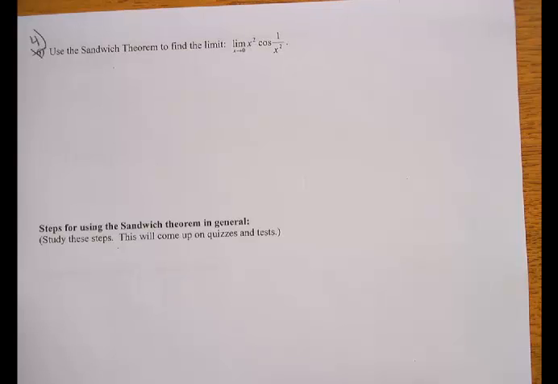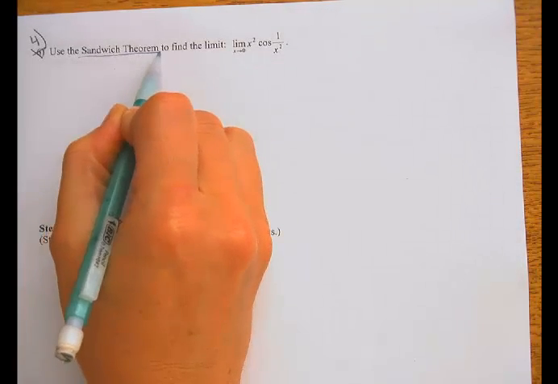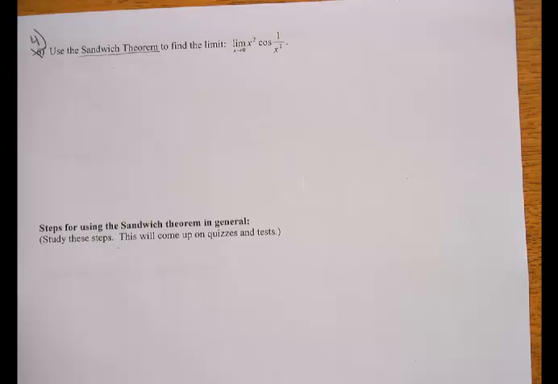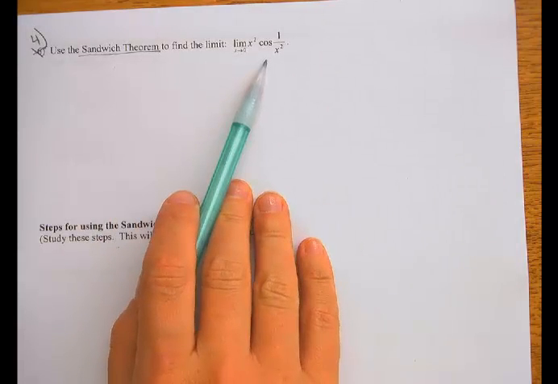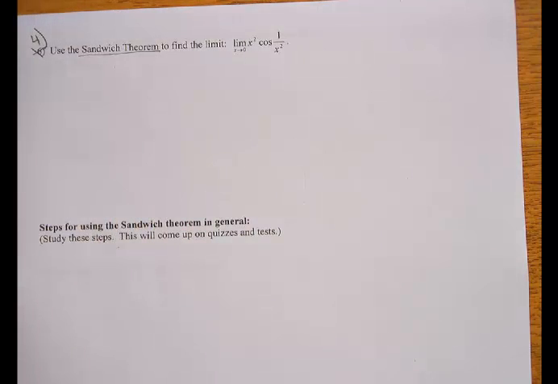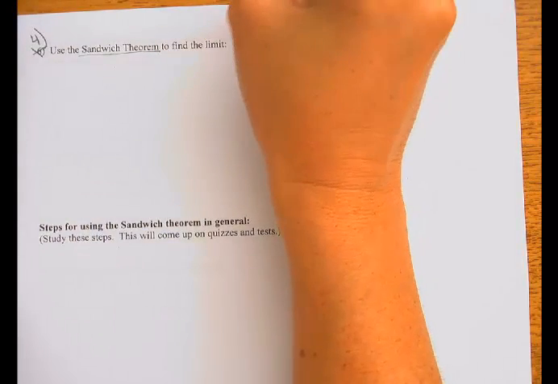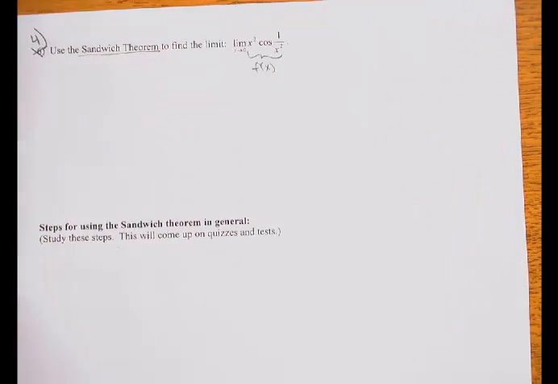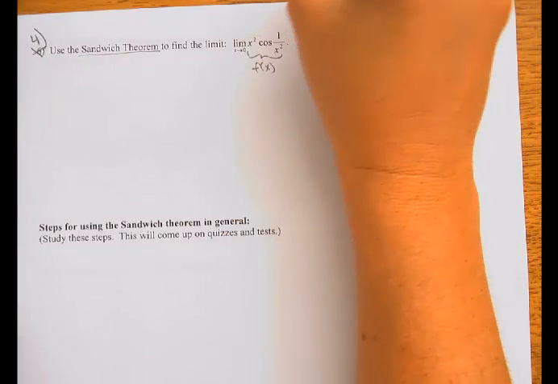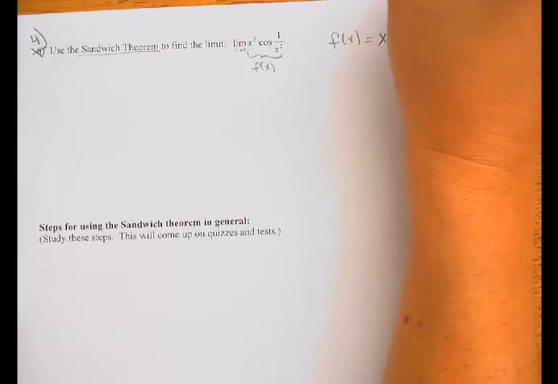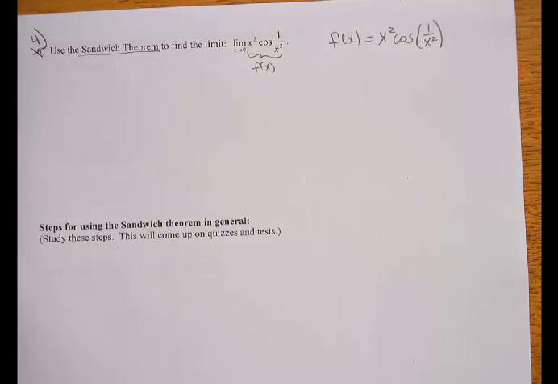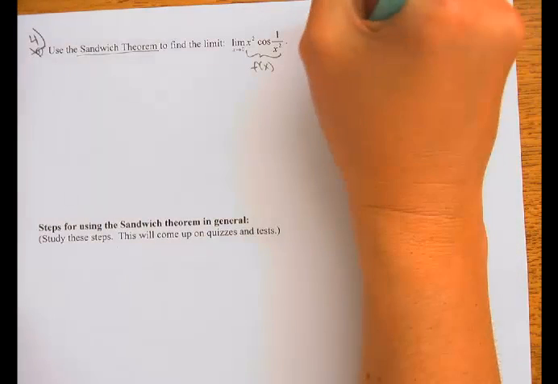Okay, this is telling me to use the sandwich theorem, and if you're ever told that, that means you need to follow a series of steps that I'm going to go through carefully, because I want to make sure I set up the conditions for the sandwich theorem to be able to use it to find this limit. First of all, f of x is that function inside the limit. So f of x is x squared times cosine of 1 over x squared. What I need to be able to do is figure out what the g of x and the h of x are.